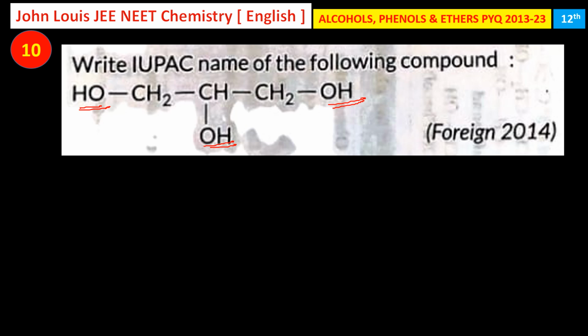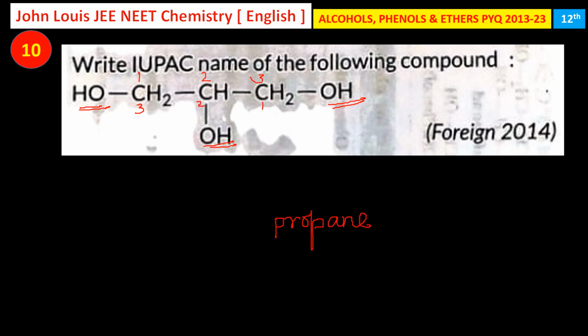So you have to number from either side and check where it comes less. 1, 2, 3. In the first carbon there is one OH group, in the second carbon there is one OH group, and in the third carbon also there is one OH group. If you number from the other side, it remains the same. Therefore, you can number from either side, and both are correct here. So what is the parent compound? Three carbons are there in the chain. Therefore, the name should be prop. Then between the three carbons there are only two bonds, both single bonds, therefore it should be an, propane.